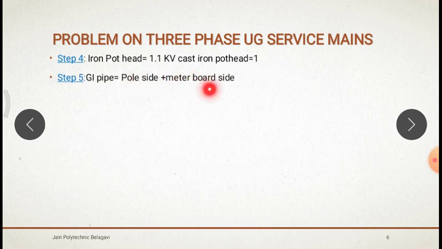Pole side and the meter board, that is the consumer side. 2.5, 2.5. We are not including the earthing here. So 2.5 plus 2.5 meter. Why are we not including it in this three-phase connection?